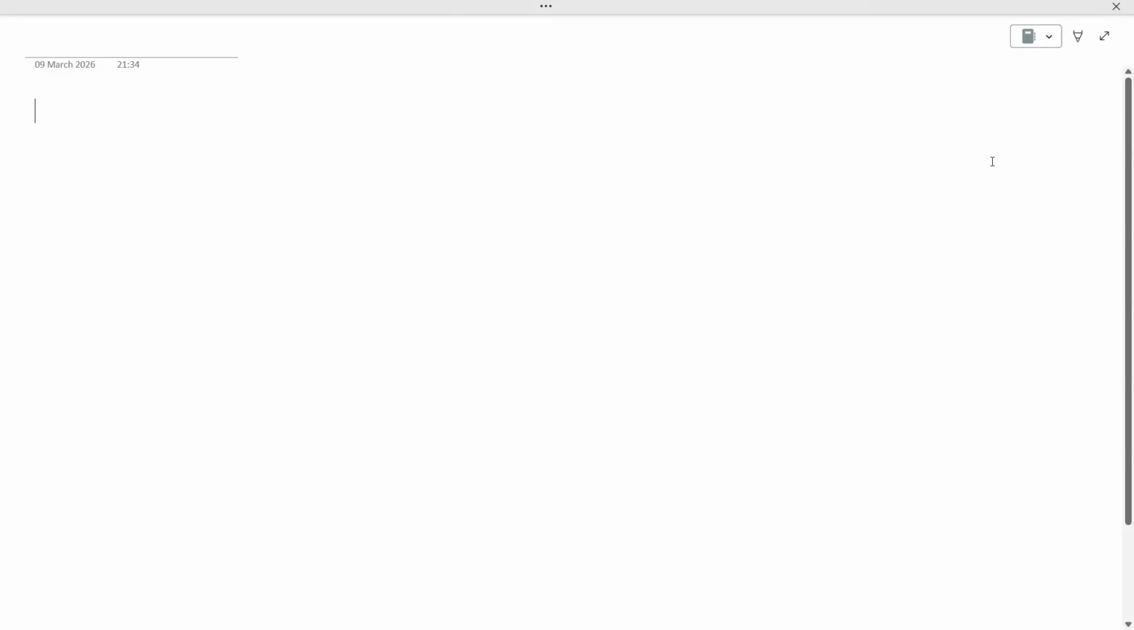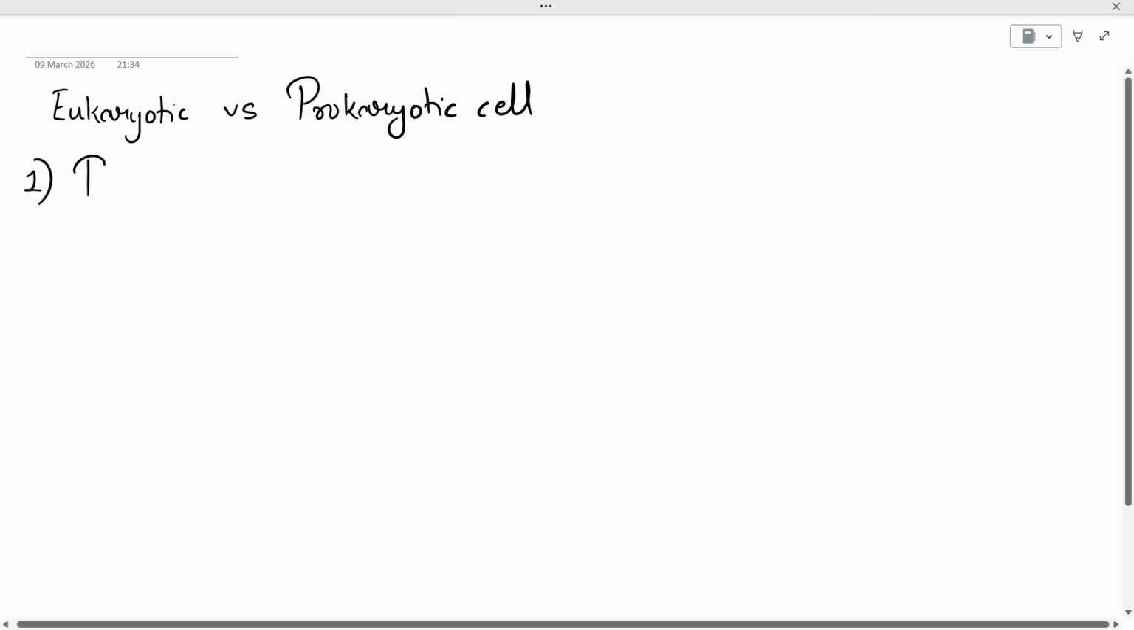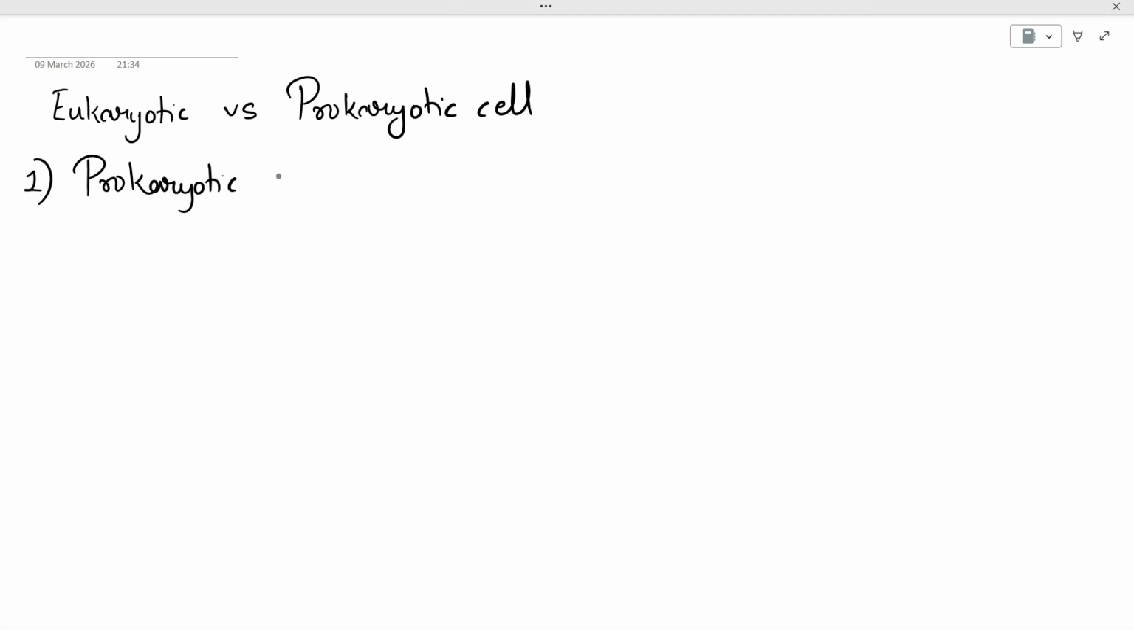Hello. In today's lecture, we will be looking at the difference between eukaryotic versus prokaryotic cell. Now, moving on towards the topic. First, we will be looking at the prokaryotic cell. So, let us look at the characteristics of prokaryotic cell.